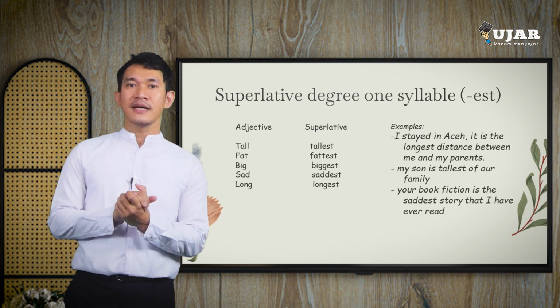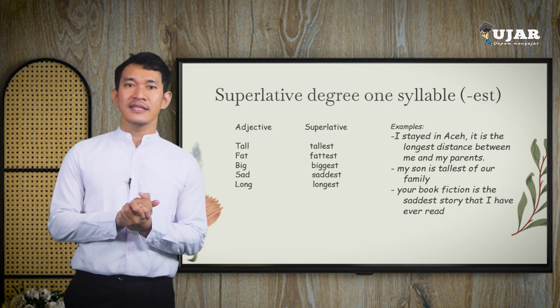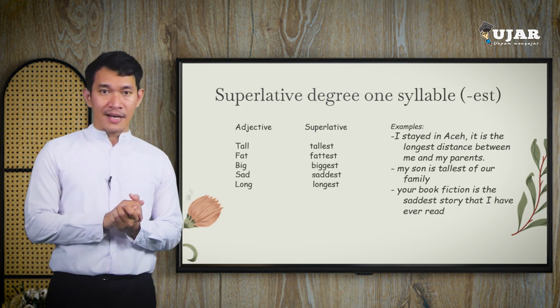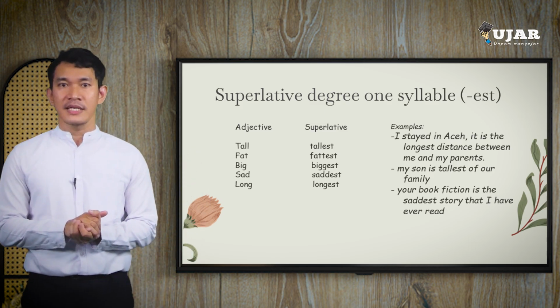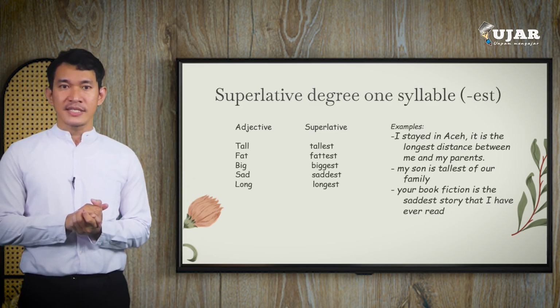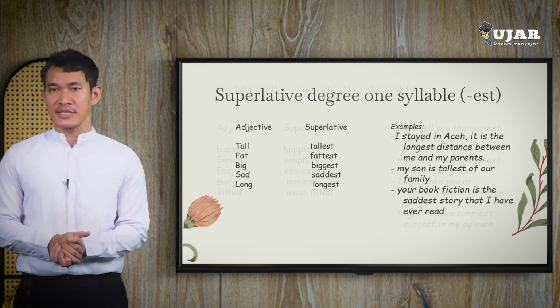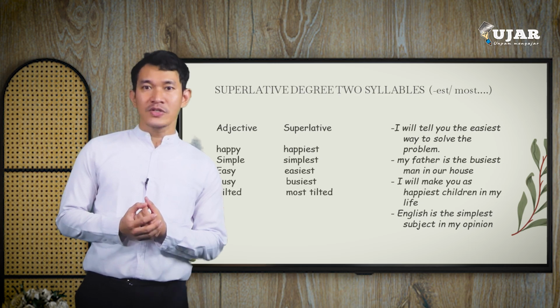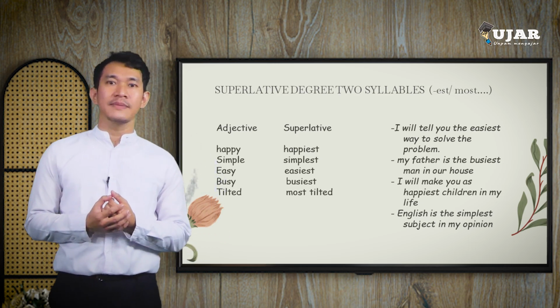For examples: I stayed in Aceh. It is the longest distance between me and my parents. My son is the tallest of our family. Your book, a fiction, is the saddest story that I have ever read. The second type of superlative degree is the superlative degree of two syllables, with -est or "the most".